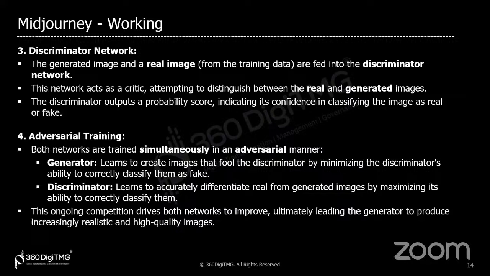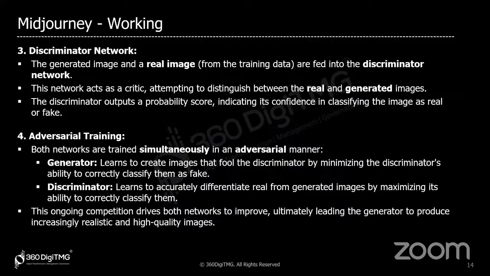Eventually, the generator will add noise in the data so that it tries to fool the discriminator between the real and the fake image. But the discriminator learns accurately because it has been trained on the training data as well. So the discriminator learns to distinguish the real from the generated image by maximizing its ability to correctly classify them. This ongoing competition drives both networks to improve, ultimately leading the generator to produce increasingly realistic and high quality images.